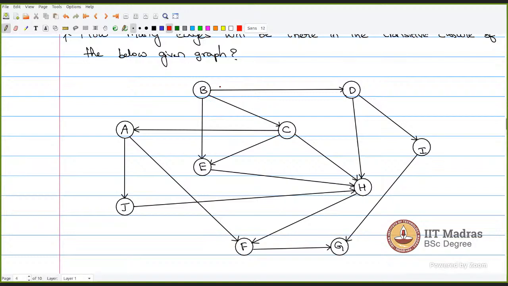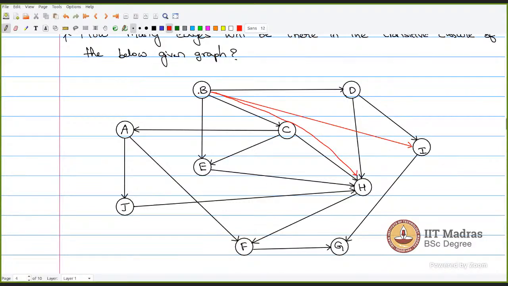Sir, from vertex B, can we do it in any graph, or should it be direct? No. You can do it in any graph. So from vertex B to vertex I, I can reach. So I should add a direct edge from B to I. Correct. Now from vertex B to H also I can reach. So I should add a direct edge B to H.